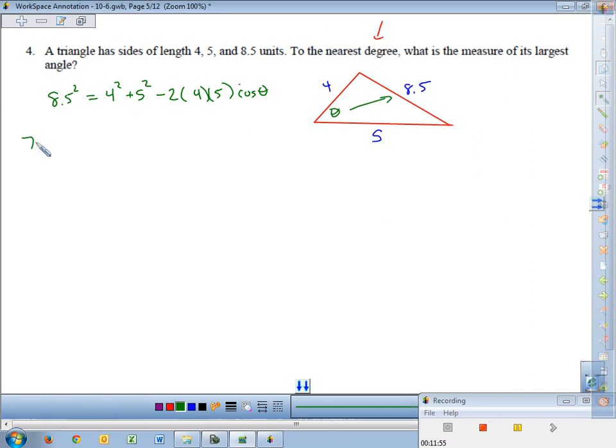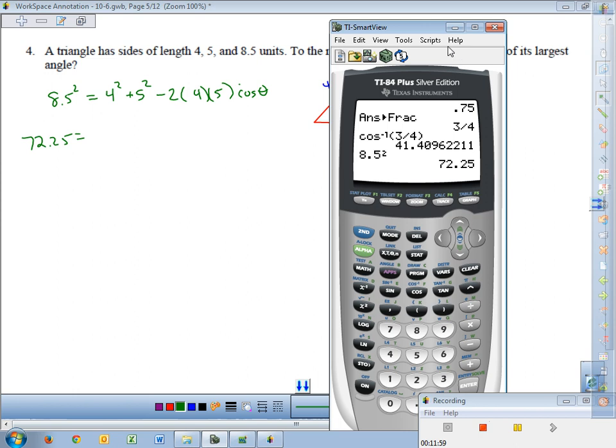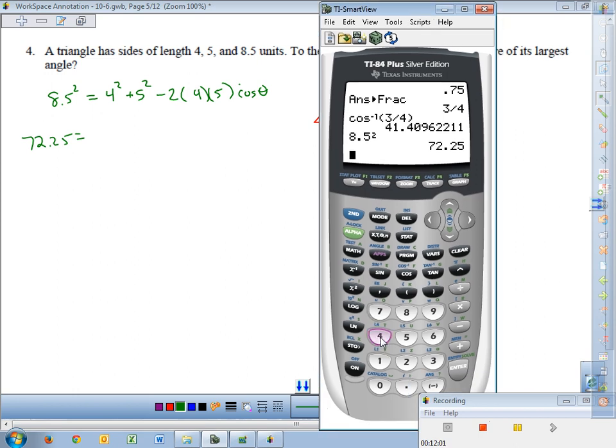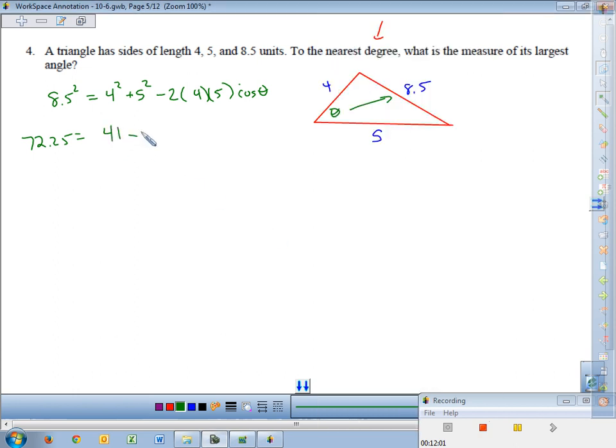Chapow, 72.25 equals, chapow, 4 squared plus 5 squared. 16 plus 25 is 41. Minus, that's 8, and 8 times 5 is 40 cosine of theta. Do not forget, you cannot subtract those.